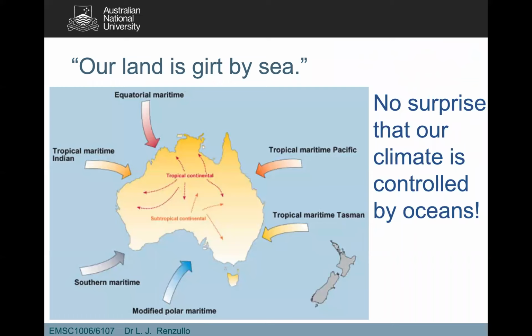The key to understanding climate in Australia is really to focus on the role of our oceans. It shouldn't be too surprising that our oceans really do drive the climate we see in Australia, and of course, in the smaller timescales of the weather we experience.